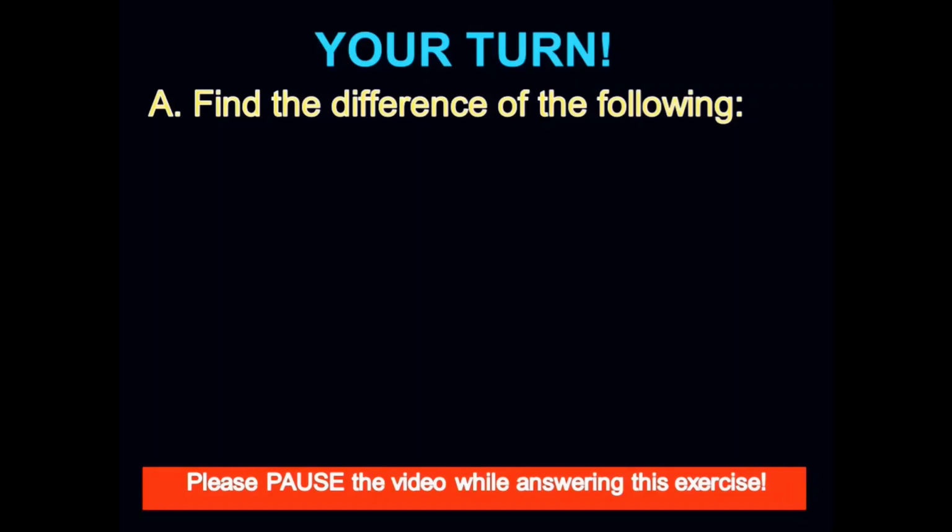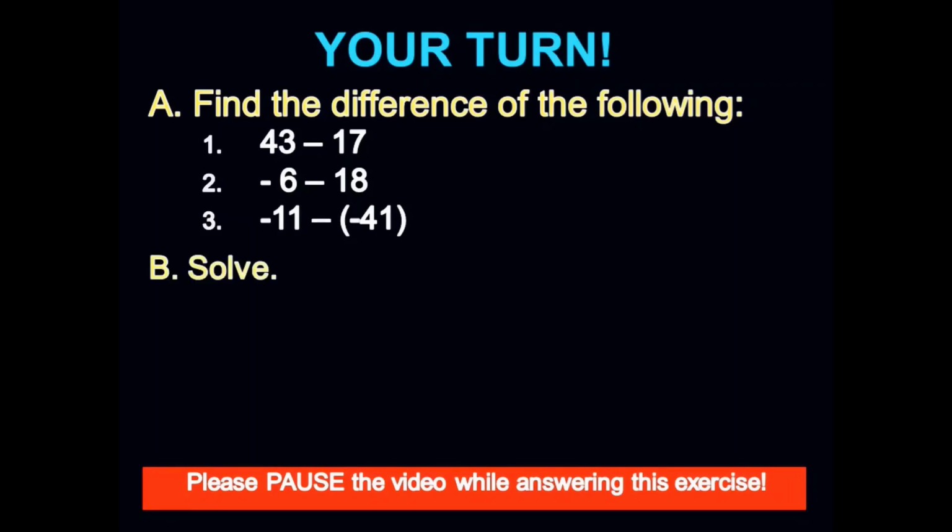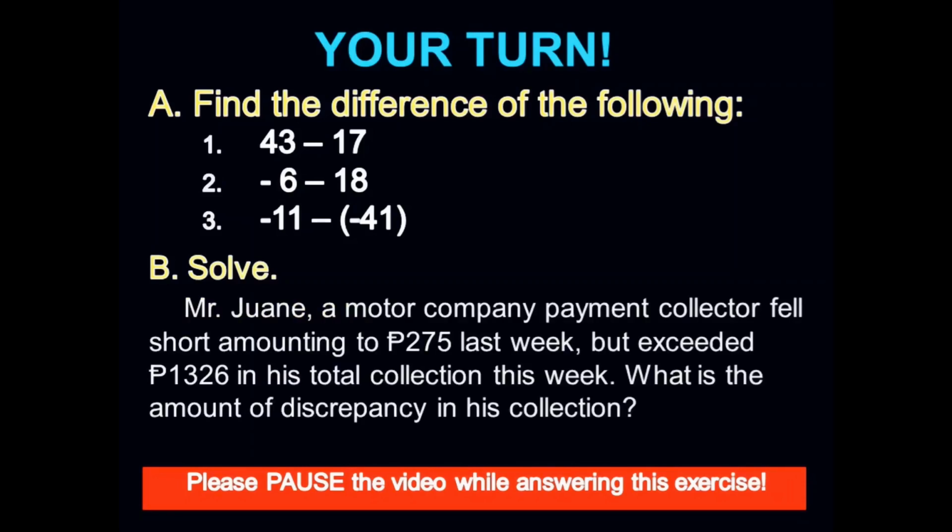So let's begin. This exercise consists of two parts. Letter A, find the difference of the following. Number 1, 43 minus 17. Number 2, negative 6 minus 18. Number 3, negative 11 minus negative 41. For letter B, it's a problem solving. You have here a problem in which you need to write first a subtraction statement, just like what we did earlier, and then solve.